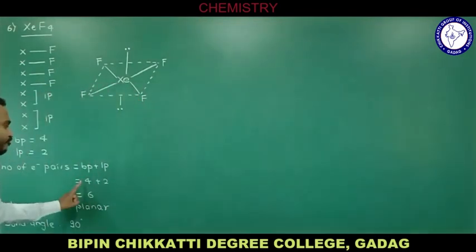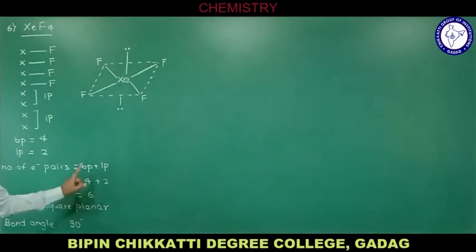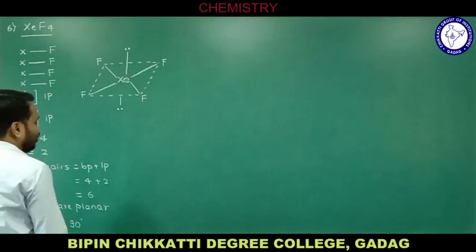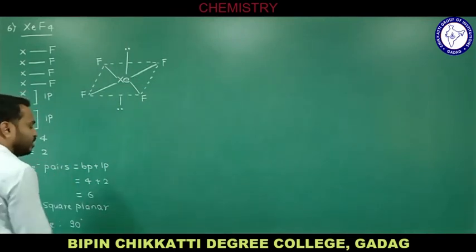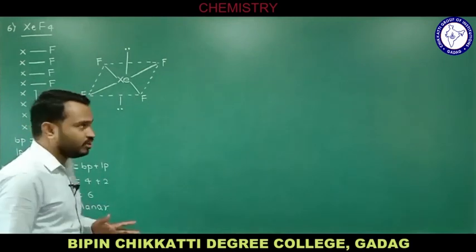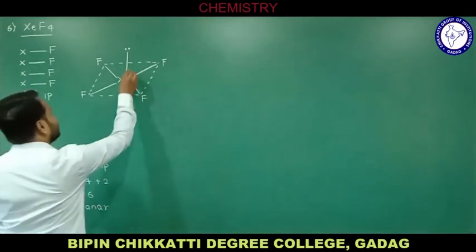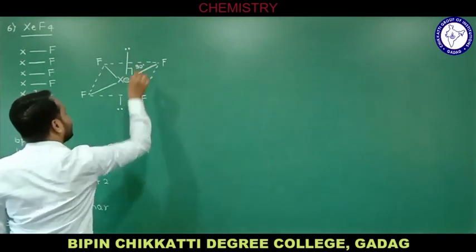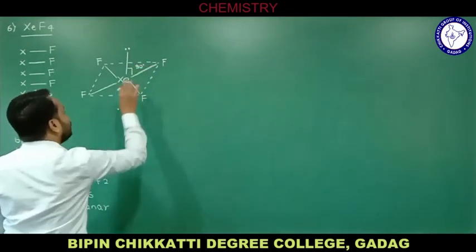If only 4 bond pairs are present, without any lone pairs, we would have said that the structure will be tetrahedral, but we have 2 lone pairs of electrons. Therefore, the presence of lone pairs of electrons disturbs the geometry of the molecule. Now try to remember the angle here, it is 90 degrees, and you need to imagine how this molecule looks.